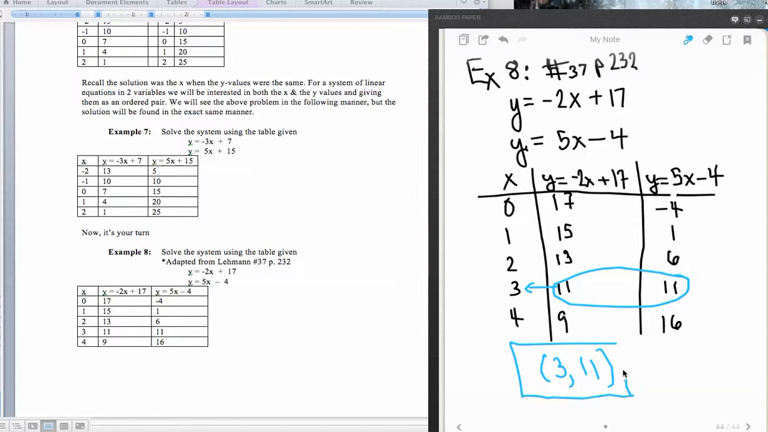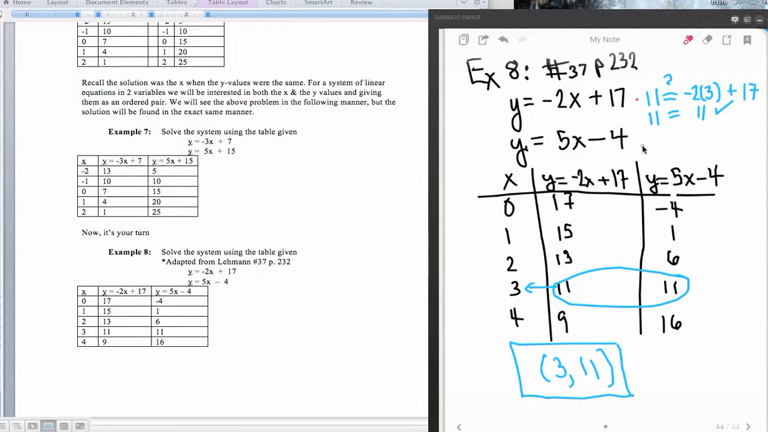And that's our solution. Now, if we want to see if that's a check again, remember, what we're checking is to see if that makes a true statement in this equation and a true statement in that equation. So 11, is that equal to -2 times 3, and then plus 17? And so we see that -6 plus 17 does give me 11, and 11 equals 11. And so it's a check in that equation.